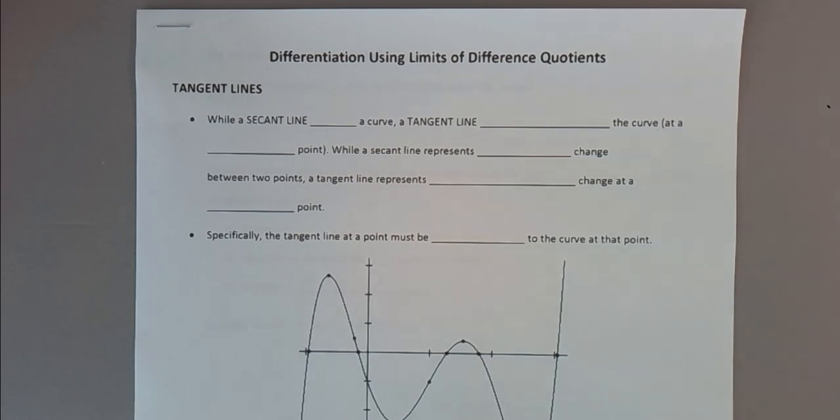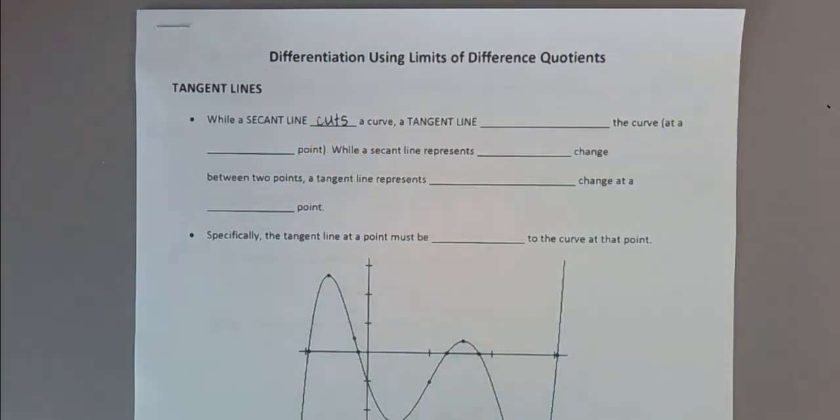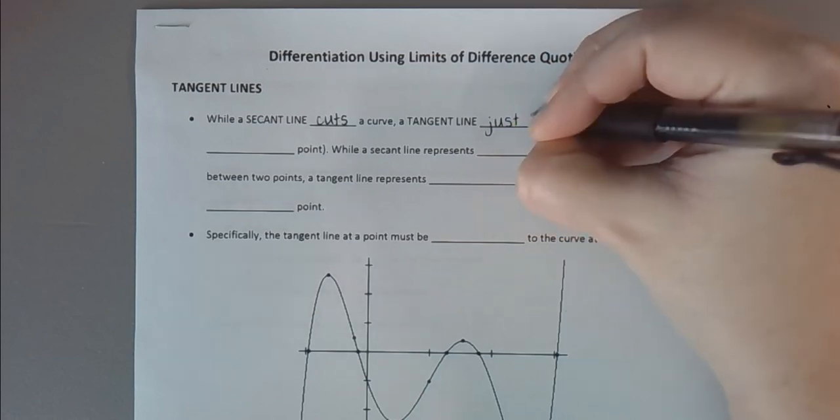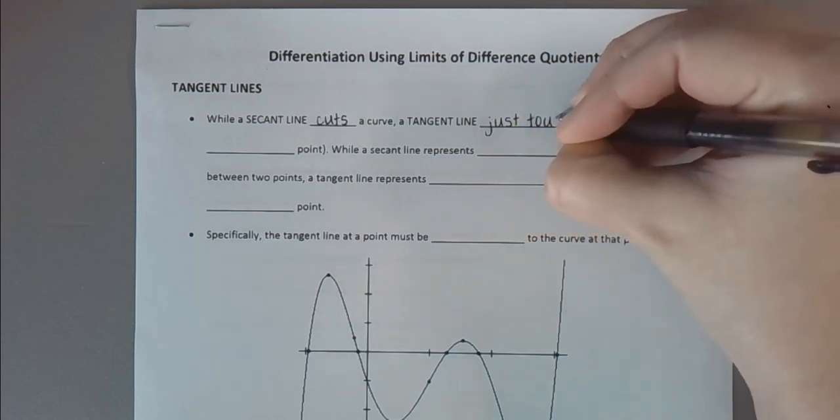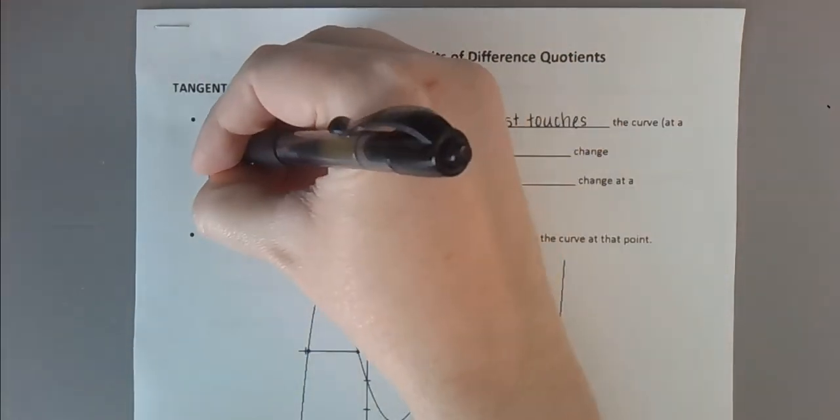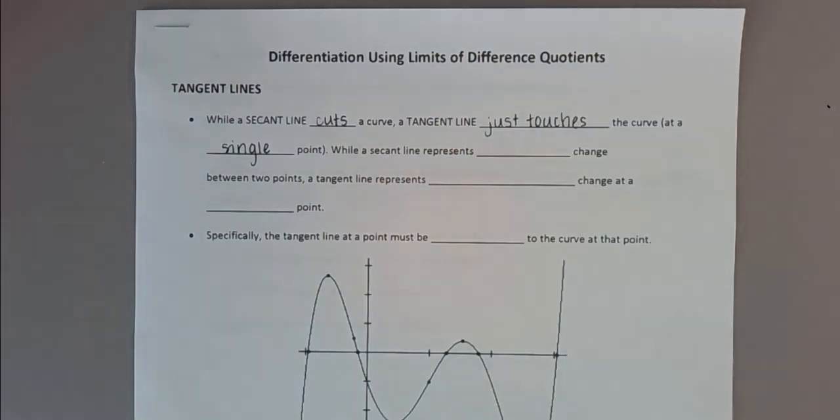We looked at secant lines with respect to average change. The idea of a tangent line is going to relate to this idea of instantaneous change. So while a secant line cuts a curve, in other words, it passes through the curve in two locations, a tangent line just touches the curve. You can think of it as passing through the curve at a single point. It doesn't pass through two points, it passes at a single point and it lays against the curve at that single point.